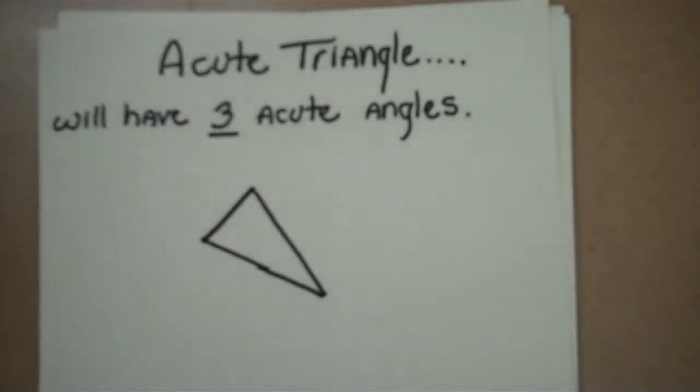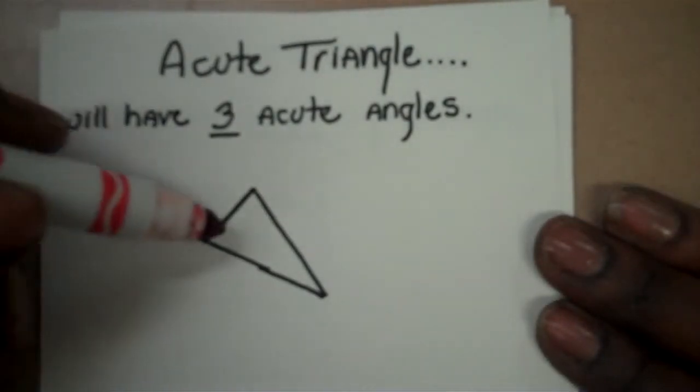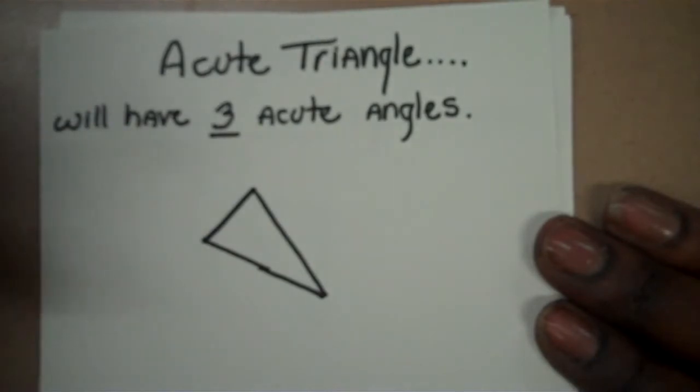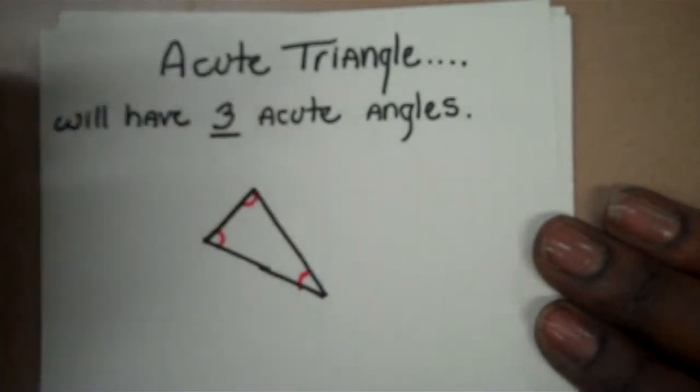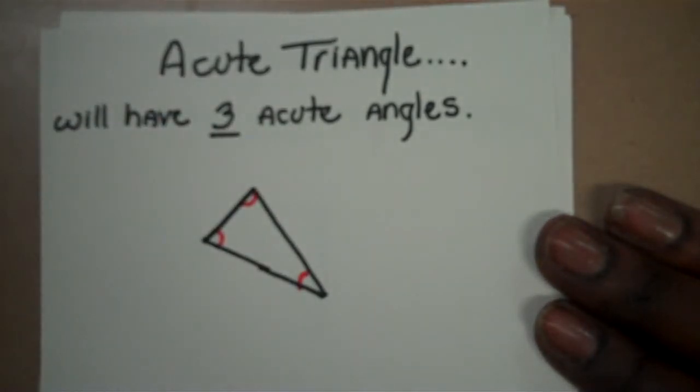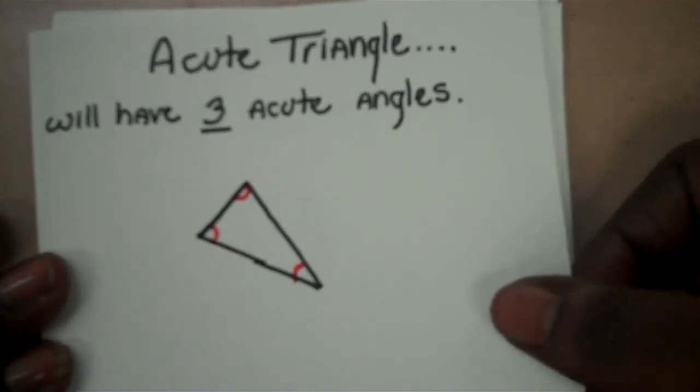Next, we're going to talk about an acute triangle. Now, an acute triangle, all three angles must be acute or less than 90 degrees. So 1, 2, 3, all three are less than 90 degrees. So all three have acute angles. Therefore, this is an acute triangle.